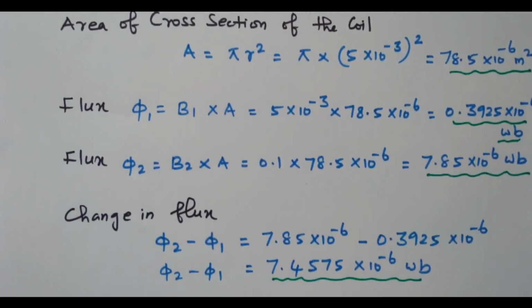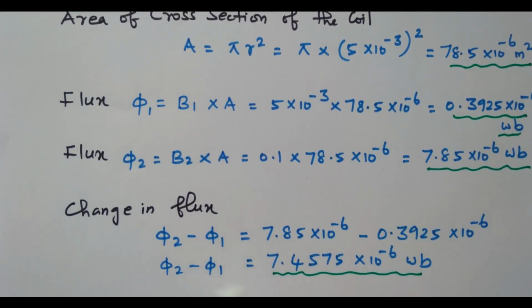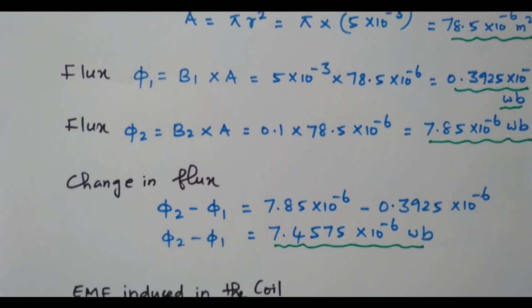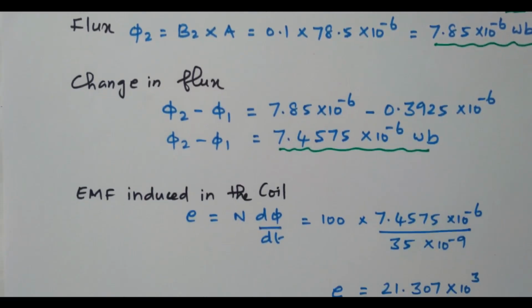Now the change in flux is the difference between these two, phi 2 minus phi 1: 7.85 into 10 to the power minus 6 minus 0.3925 into 10 to the power minus 6. So the resultant will be 7.4575 into 10 to the power minus 6 Weber. The change in flux is nothing but this value. So by using that, we can find the EMF induced in the coil.